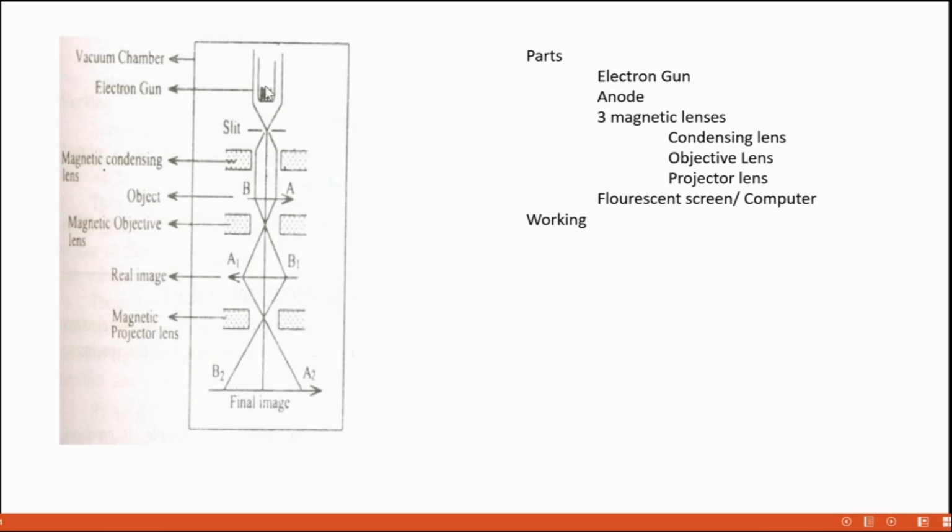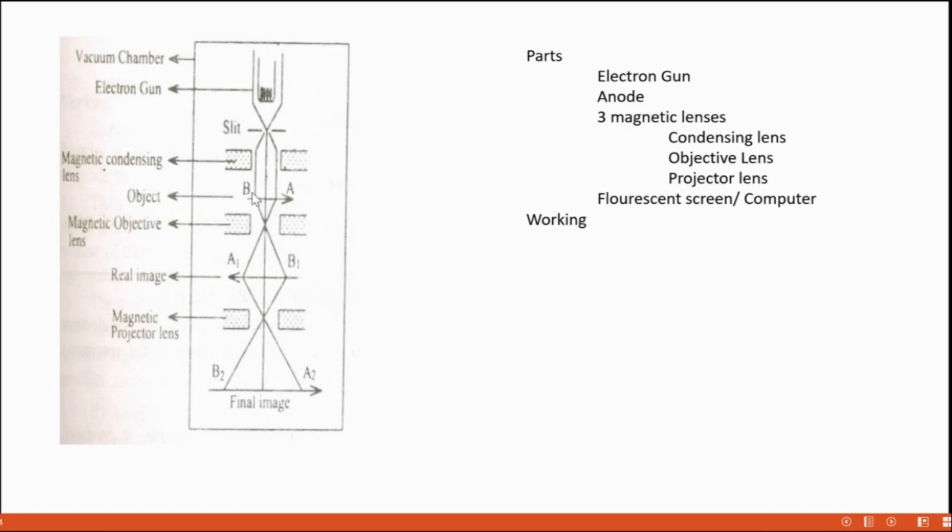First, a beam of electrons is produced as the cathode, a tungsten filament cathode, gets heated. As it gets heated, a beam of electrons is produced. As it passes through the anode placed here, the speed of the beam gets accelerated. With that accelerated speed, it passes through the magnetic condensing lens and falls on the object.